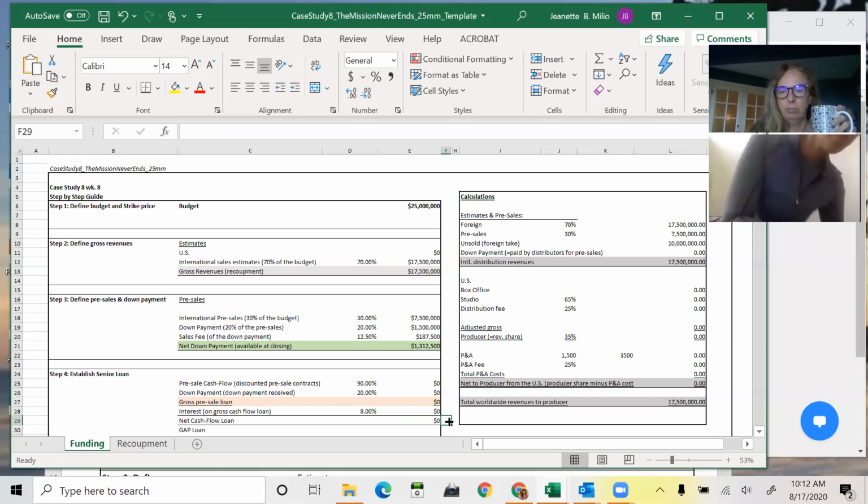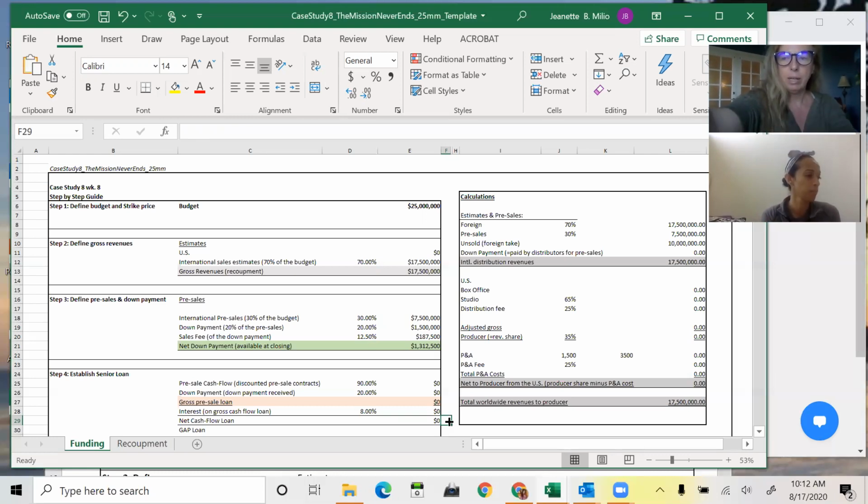I'm back. Okay. Great. So now we have figured out our first financing component is our down payment. So we got $1,312,500 as our down payment. This is our first finance element. This is what we have right now. So now we're figuring out the bank loan. In the assumptions, it says that the bank will give us a cash flow loan for our pre-sales of 90%.